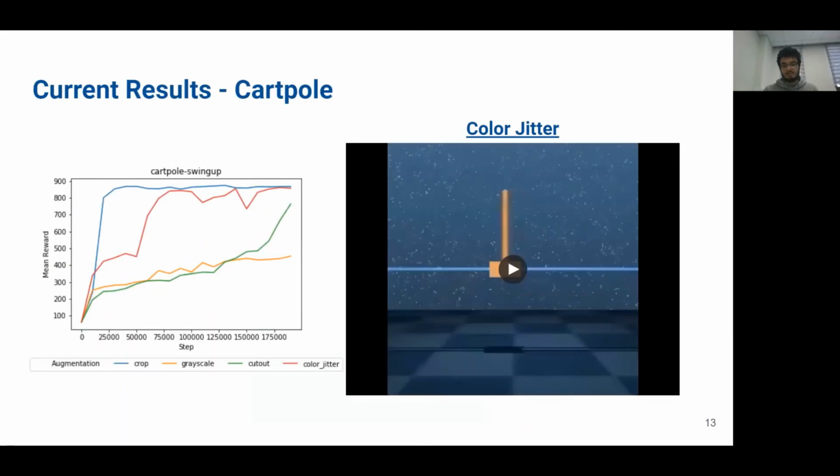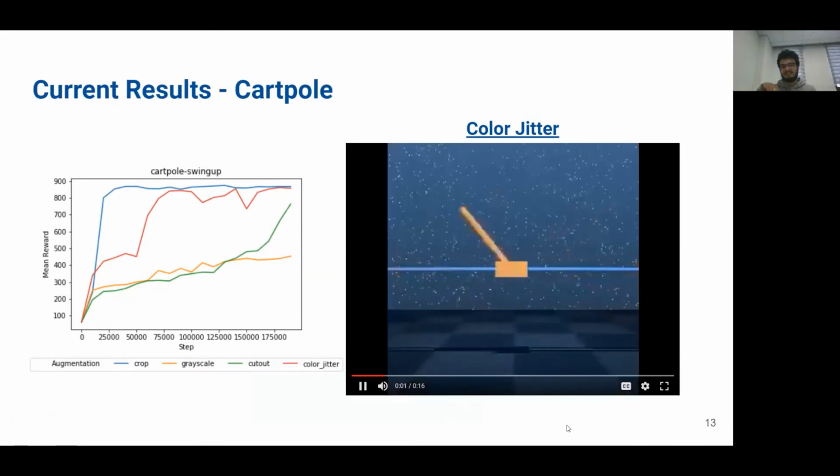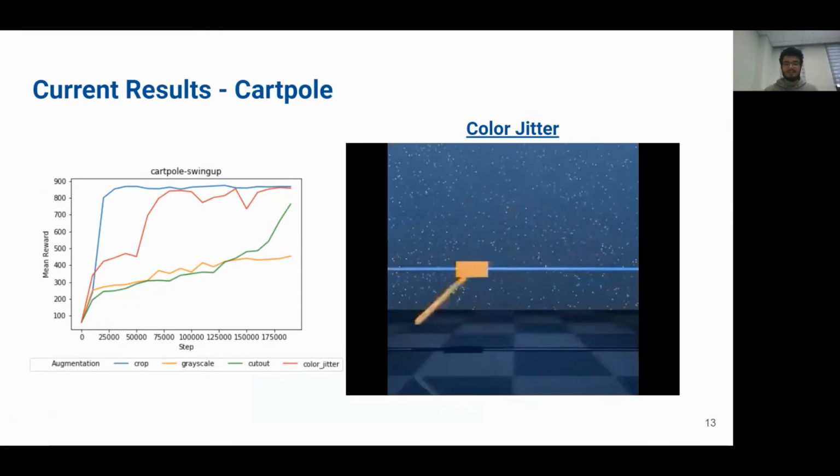These are some initial results that we have, right? This is on the CartPole environment. And similar to the results that the authors report, crop was the best augmentation. The color jitter was also quite good. So this is an example video that you can see that in the start, the agent is suffering quite a lot to balance itself. But in the end, it's always getting it right.